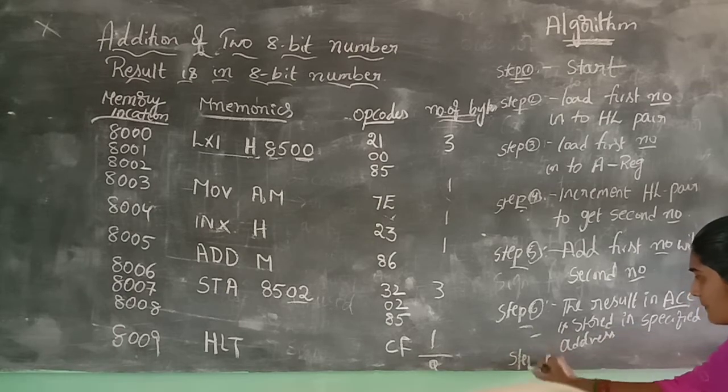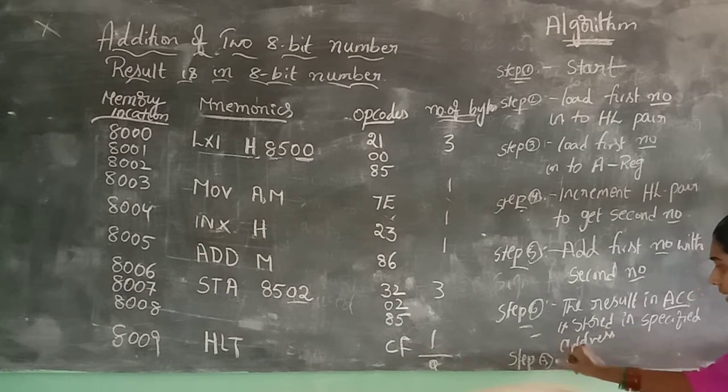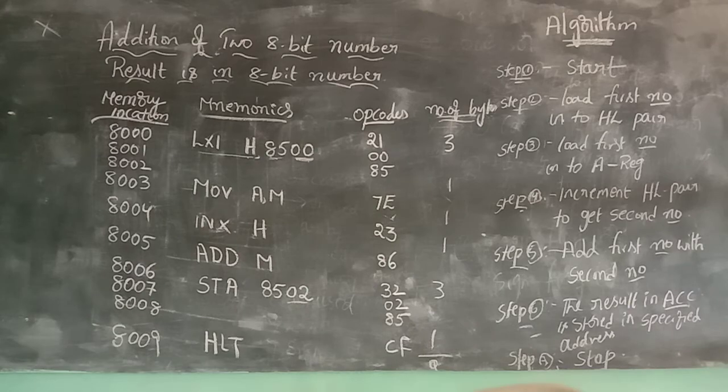Next, step 7. What is step 7? Halt. Halt is nothing but stop the program. Like this, we write the algorithm for ALP.